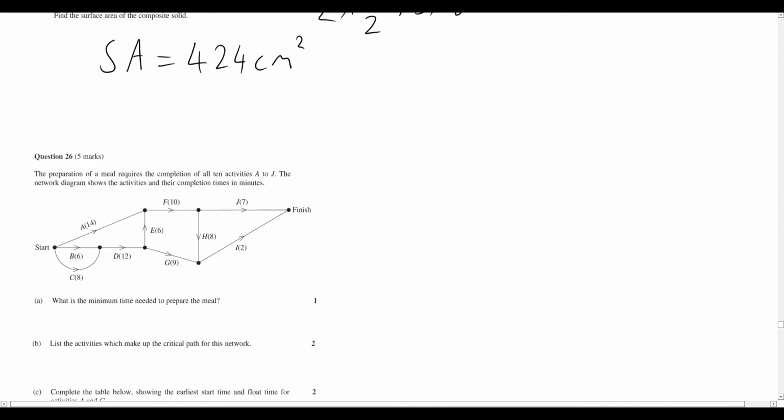Okay, on to question 26. So question 26, worth 5 marks. The preparation of a meal requires the completion of all 10 activities A to J. The network diagram shows the activities and their completion times in minutes.